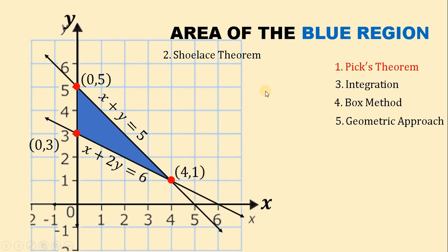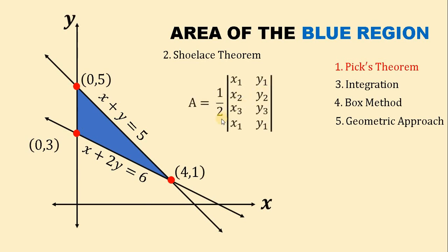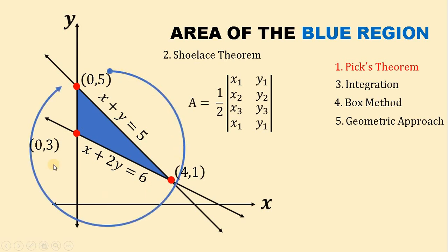Now, we can use the Shoelace theorem. The area of this region must be equal to 1/2 multiplied by the absolute value of x1, y1, x2, y2, x3, y3, and x1, y1 in the Shoelace arrangement. Choosing x1, y1, x2, y2, x3, y3 needs to be organized. What I mean by organized is that we need to choose the points in either clockwise rotation or counterclockwise rotation. In this case, I will choose clockwise rotation.